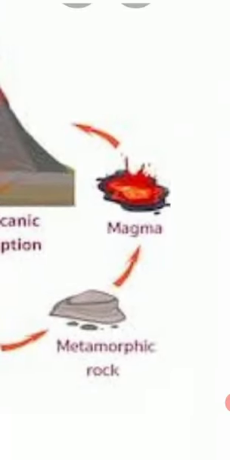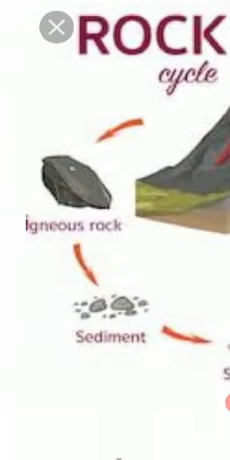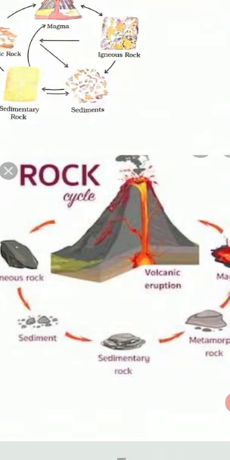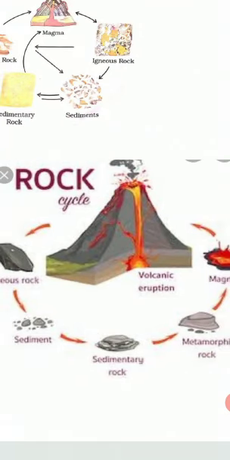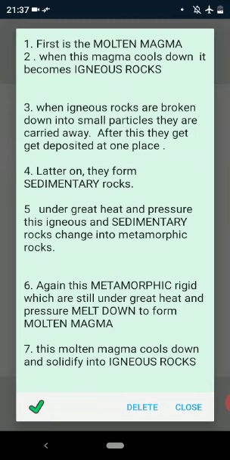Right, again the process goes on. You can see again the metamorphic rocks get changed into magma, and then again from magma it becomes igneous rocks, again sediments, then sedimentary rocks, and then metamorphic. It is a cyclic process. Why is it a cyclic process? The wheel of the cycle is round. Let's take an example, the wheel of the cycle is round. So in that way this is also a round process, one then another then third then again it continues, right?